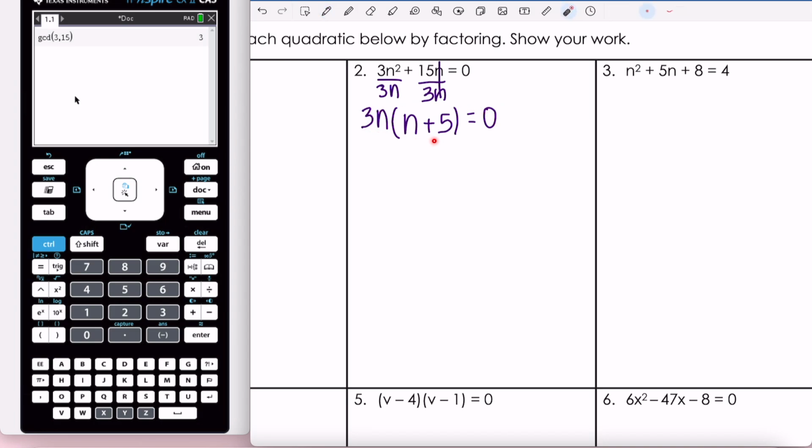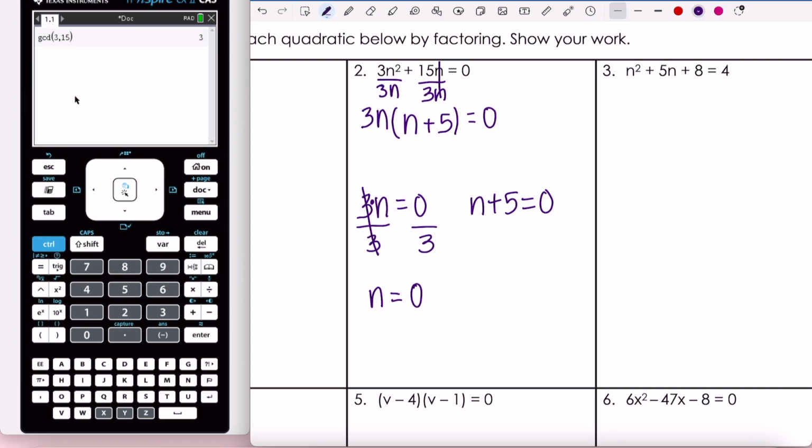So in this problem, I factored by taking out a GCF. I'm not going to do anything else with this in regards to factoring, but now I want to solve. So 3n is a factor, and n plus 5 is its own factor. So we're going to set each of these factors equal to 0, and our next step is to solve for the variable n. So looking at my first equation, 3 and n are multiplying each other. So I want to do the opposite, and I want to divide by 3 on both sides. Here I end up with n equals 0 divided by 3, which gives us 0.